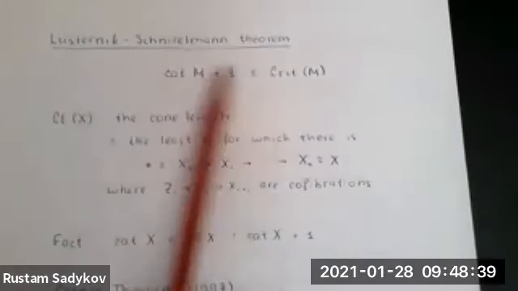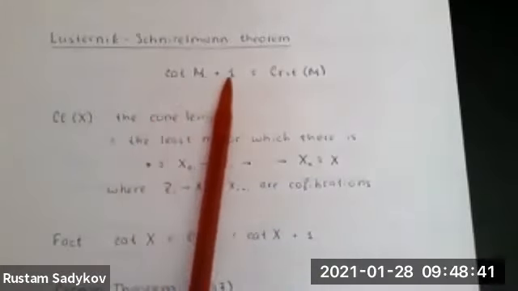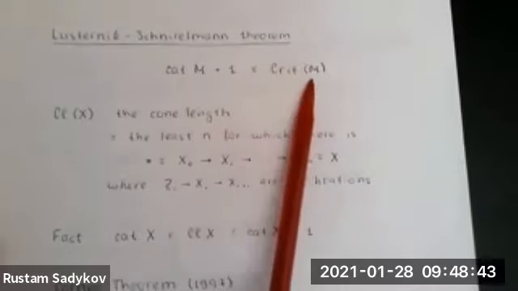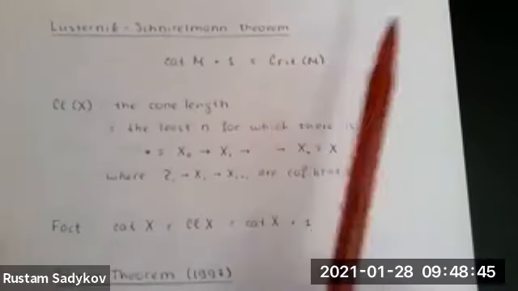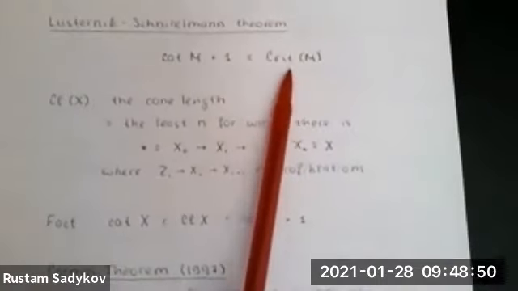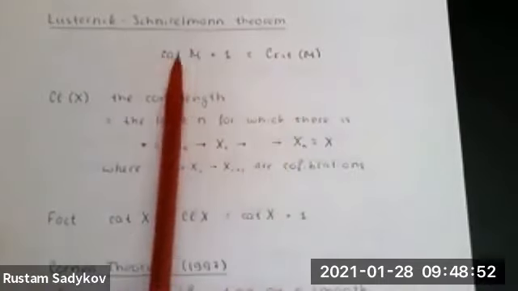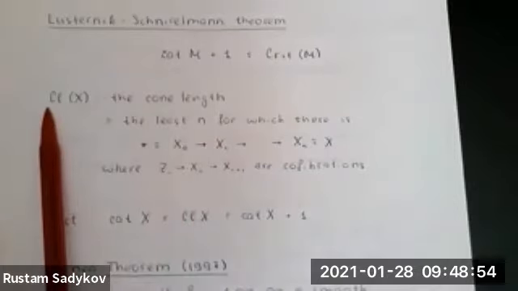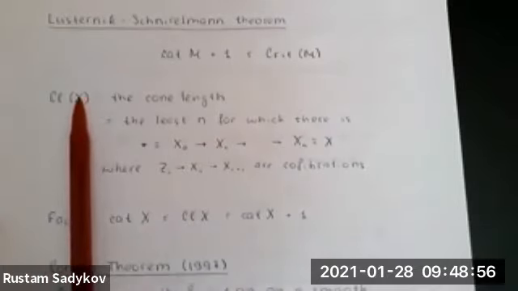The Lusternik-Schnirelmann theorem says that the category of M plus 1 is less than or equal to the minimal number of critical points on the manifold M. But there is an advantage to considering not the category of M, but the cone length of the manifold instead.